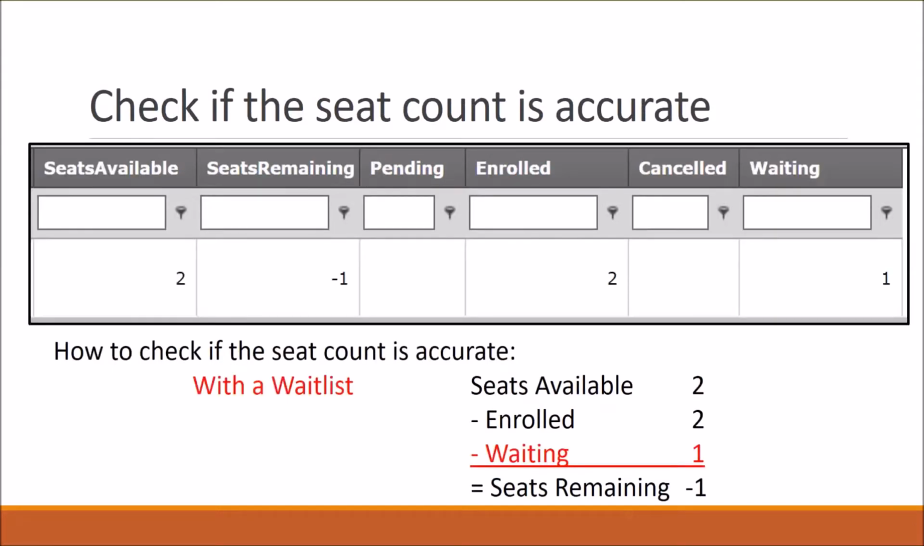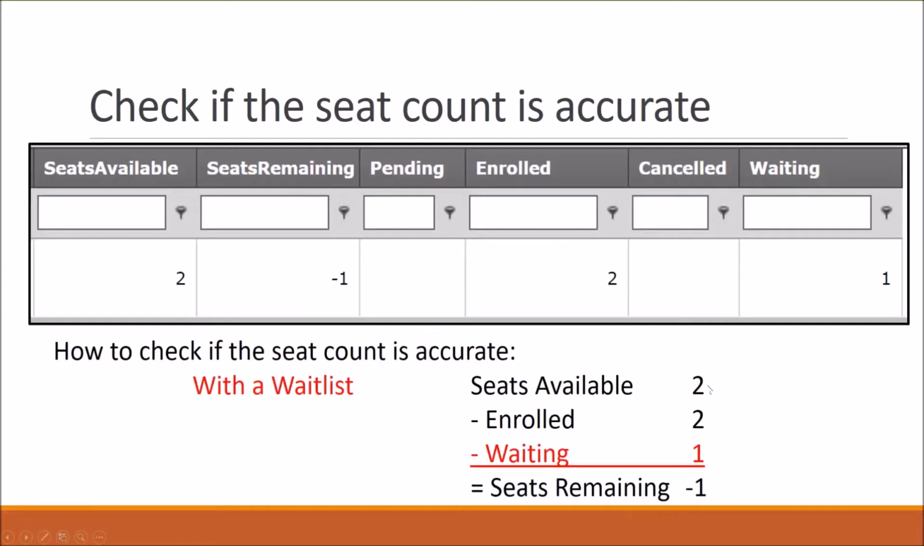What if I have a wait list? Because sometimes people panic when you've got another factor to consider. It's just easy. We just add another line to our little mathematical problem here. Same concept. Seats available goes on top. That's our big number. We're going to subtract out our enrolled and also subtract out our waiting column. So this column here, and that's going to give us our seats remaining.